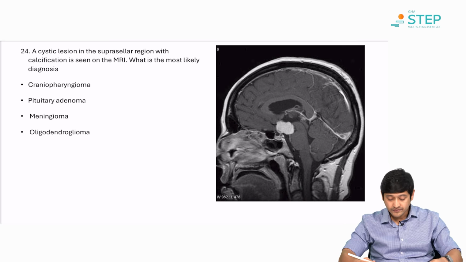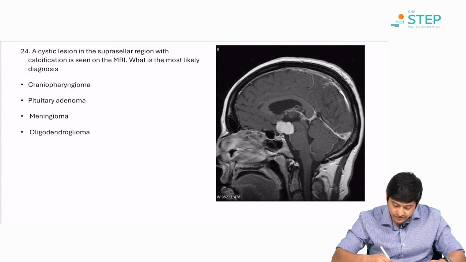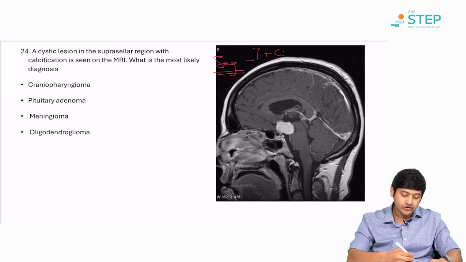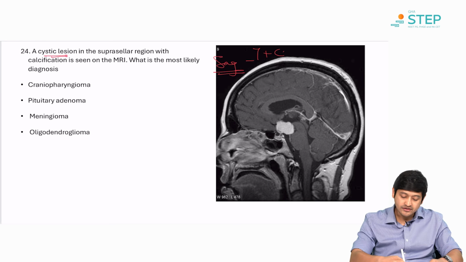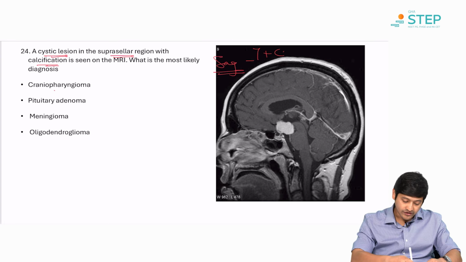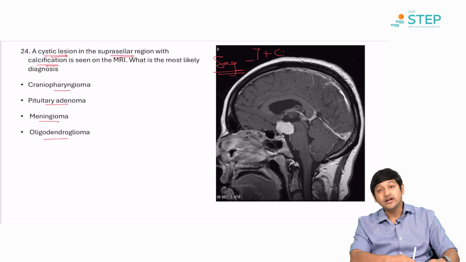Next up, we have a contrast enhanced MR image. So this is a sagittal image, all right, a sagittal image, T1 weighted with contrast. You have a cystic lesion in the suprasellar aspect with calcification on the MRI. They are asking you for the diagnosis. Is this a craniopharyngioma, a pituitary adenoma, a meningioma, or an oligodendroglioma?